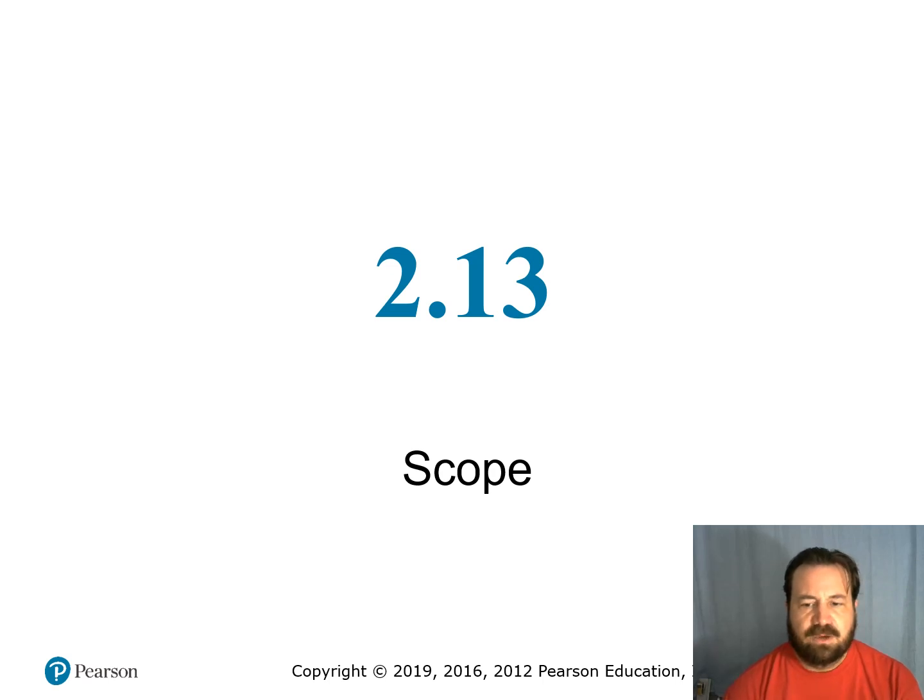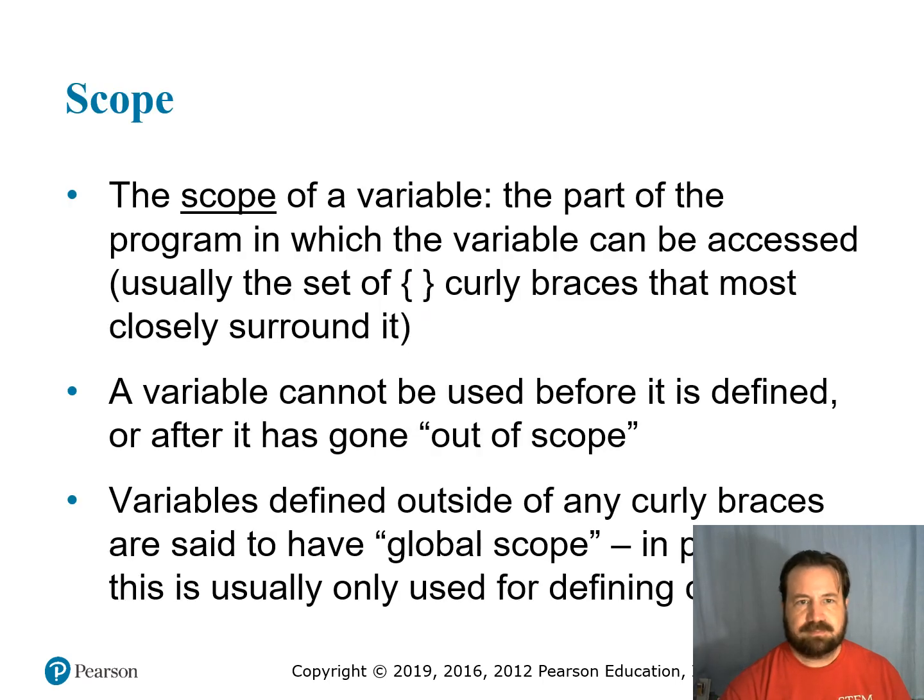One interesting concept in C++ is scope. When you define a variable, that variable is said to be in scope within a part of a program in which the variable is legitimate and can be accessed. Usually that's the set of curly braces that most closely surrounds it. A variable cannot be used before it is defined. So you can't say cout x and then int x. C++ does not read backwards.